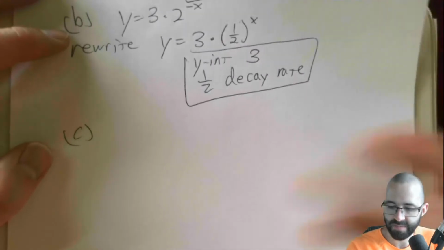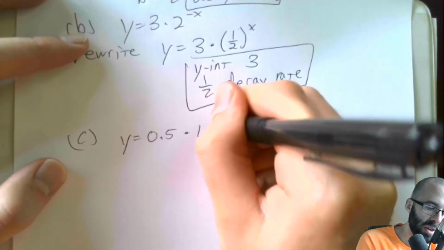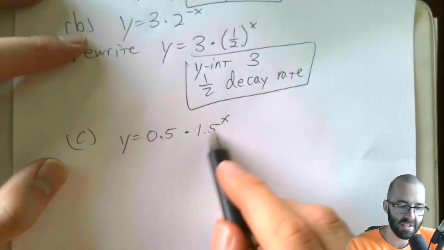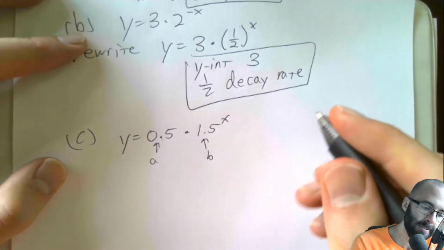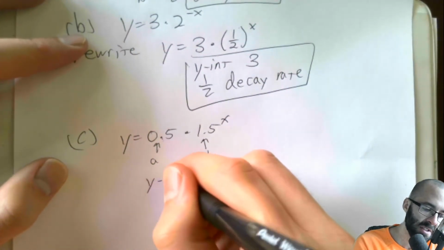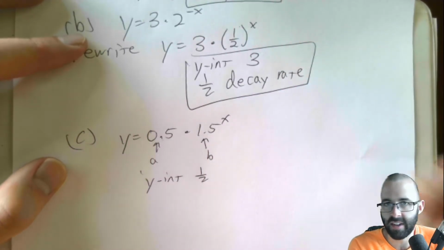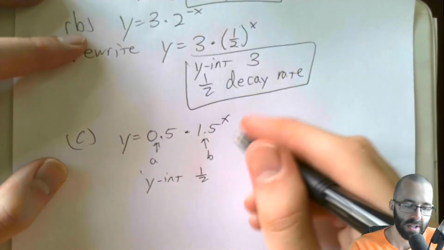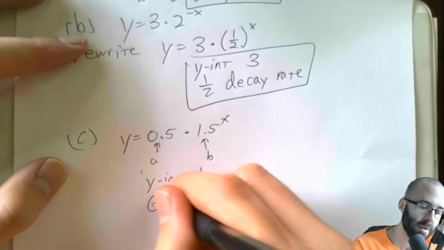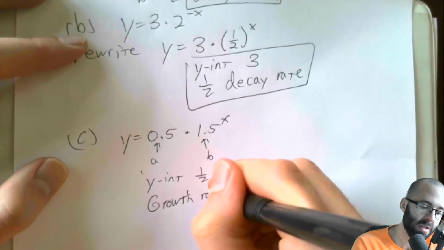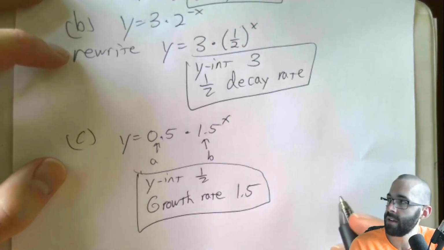Part C. y is equal to 0.5 times 1.5 to the x. This is in standard form again. This is going to be our a right here. This is going to be our b right here. So our y-intercept is 1/2 or 0.5. I don't care if you use a decimal or a fraction. And then this is bigger than 1, so it's going to be our growth rate of 3/2 or 1.5. Again, it doesn't matter how you express that number.